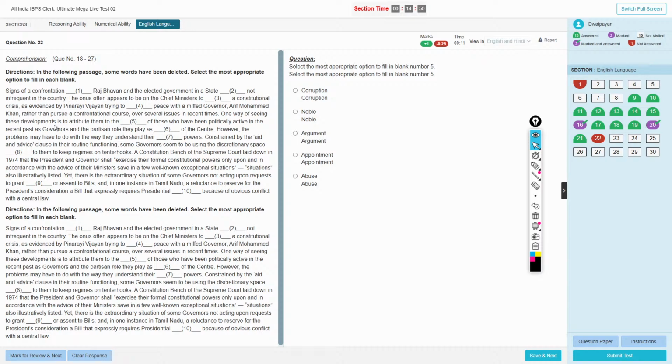One way of seeing these developments is to attribute them to the dash of those who have been politically active in the recent past as governors, to the appointment of those who have been politically active as governors, and partisan role play as dash of the Centre as agents.